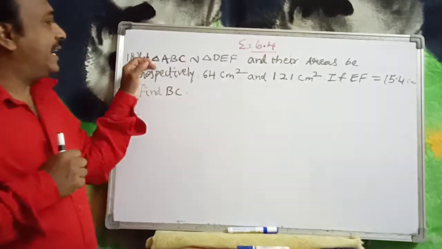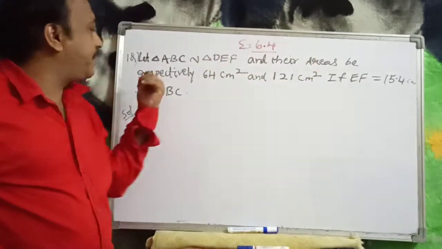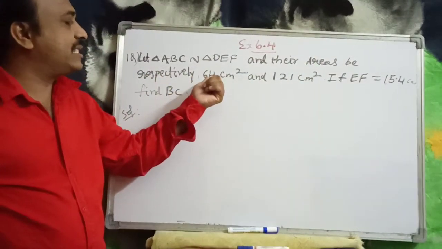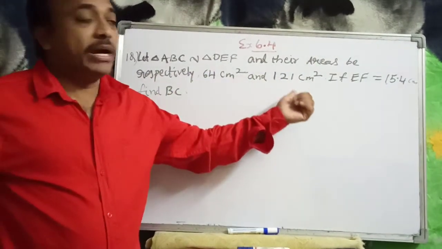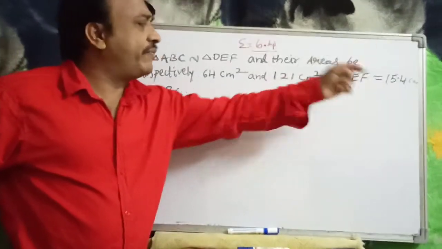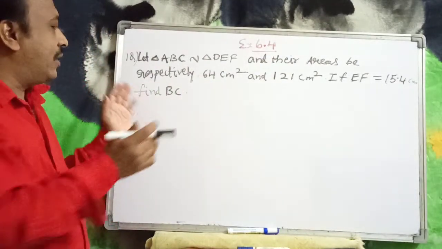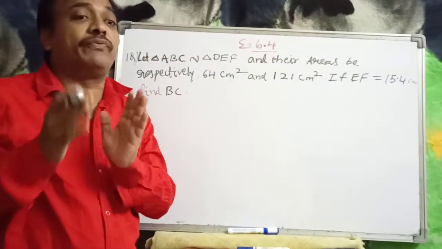Now, let triangle ABC be similar to triangle DEF, and their areas be respectively 64 cm square and 121 cm square. If EF is equal to 15.4 cm, find BC. So areas are given, and now we have to find the side.